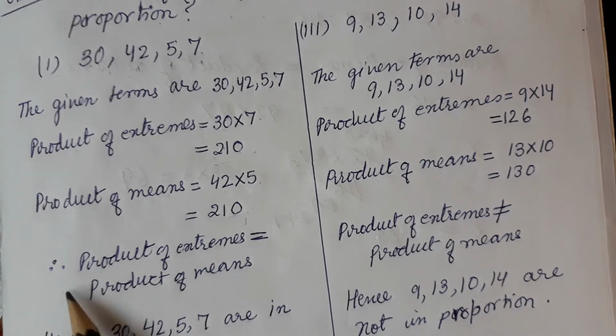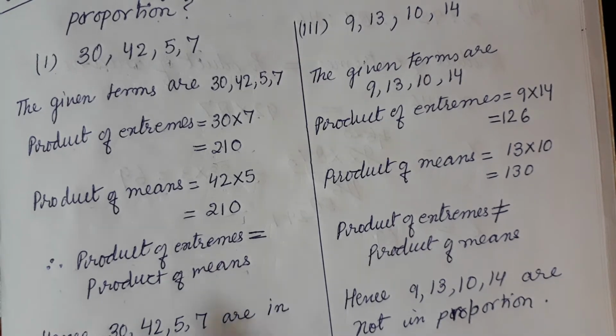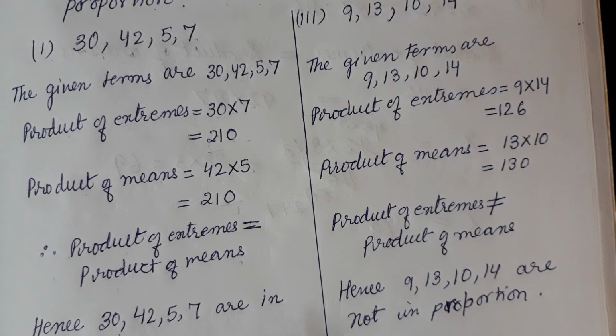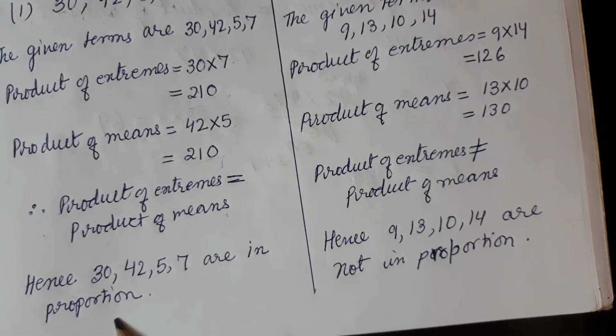Therefore, what we can say is that the product of extremes is equal to the product of means. So hence, the given numbers 30, 42, 5 and 7 are in proportion.